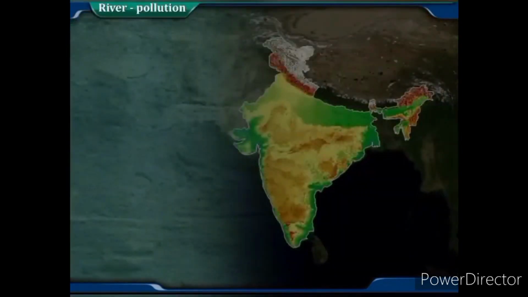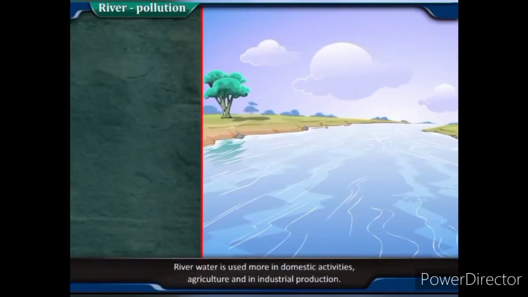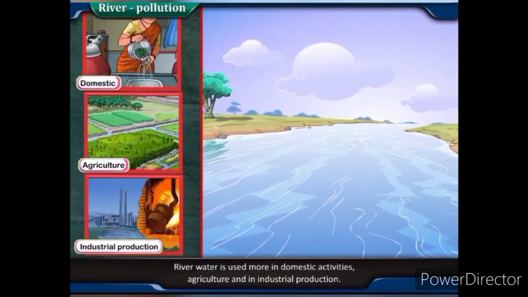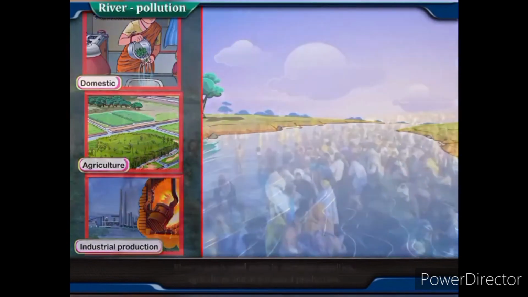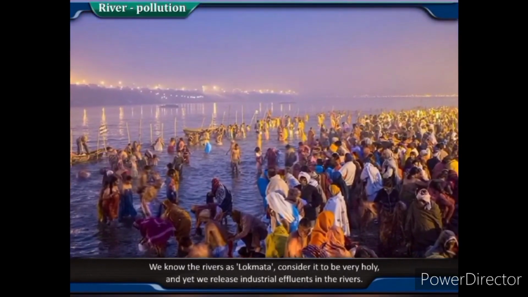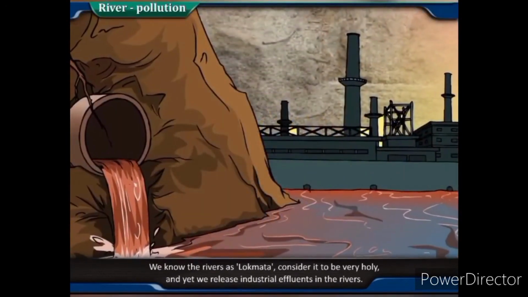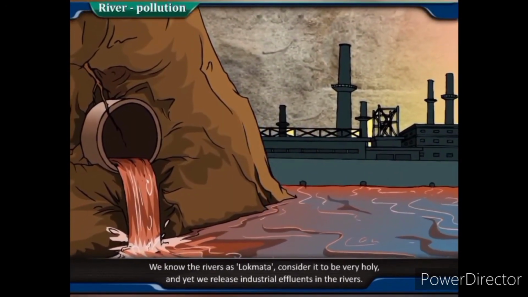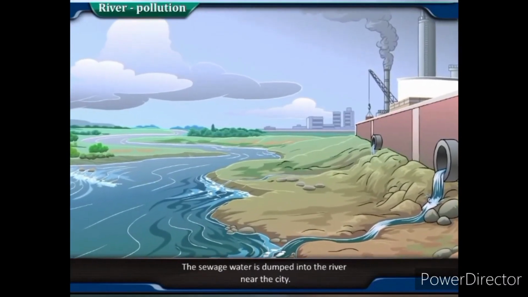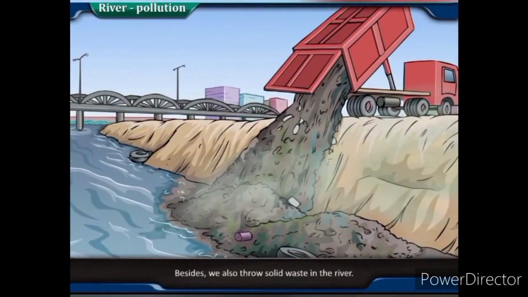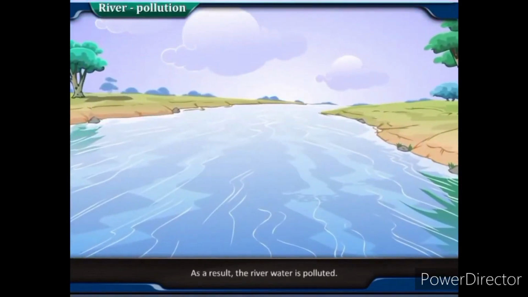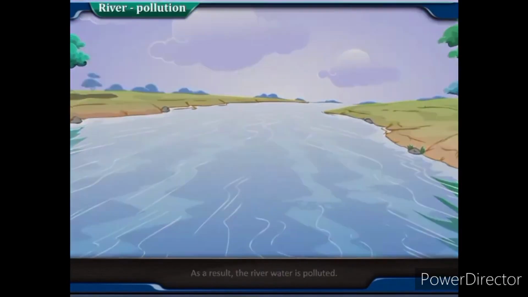River pollution. River water is used more in domestic activities, agriculture and in industrial production. We know the river as Lokmata, consider it to be very holy, and yet we release industrial effluents in the rivers. The sewage water is dumped into the river near the city. Besides, we also throw solid waste in the river. As a result, the river water is polluted.